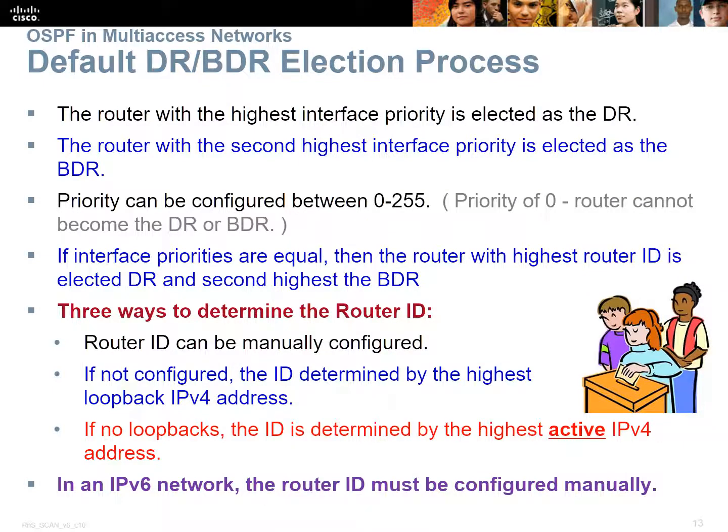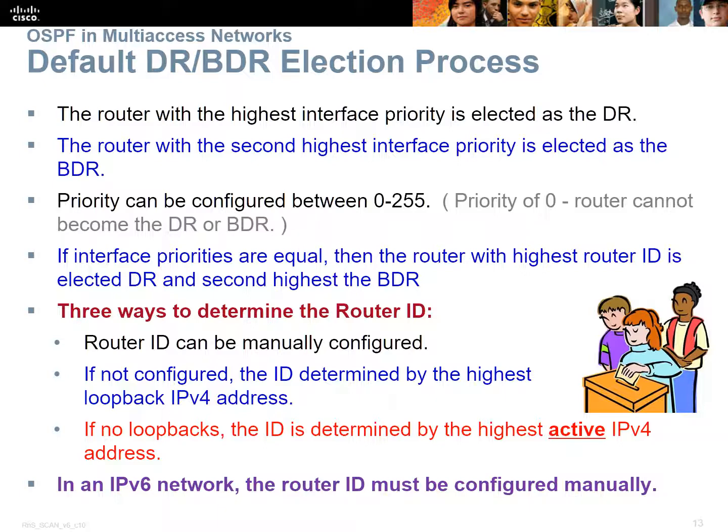The DR/BDR election process. Its primary election information is the priority. So all you have to do is just set the priority. You've got 4 routers that can all see each other via Ethernet. Go to one of the routers, set the priority to 10. He's going to be the DR all the time.